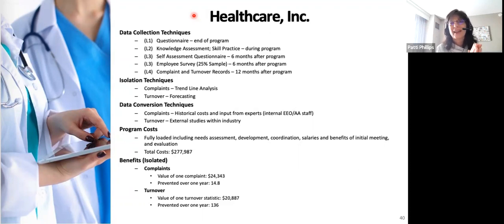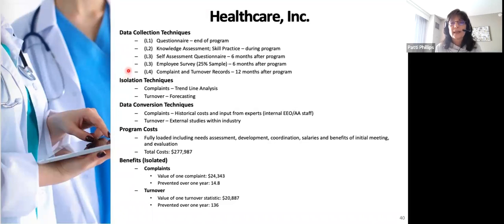And you'll see what happens when that happens. They collected the level 1 data at the end of the program. This is the 2-day workshop with a questionnaire. They had some skill assessment. They followed up to see if the leaders of the organization were doing what they needed to do. They used a sample of their employee survey. They did a big employee survey, but they only sampled 25% of the employees to see if these hostile behaviors had changed.